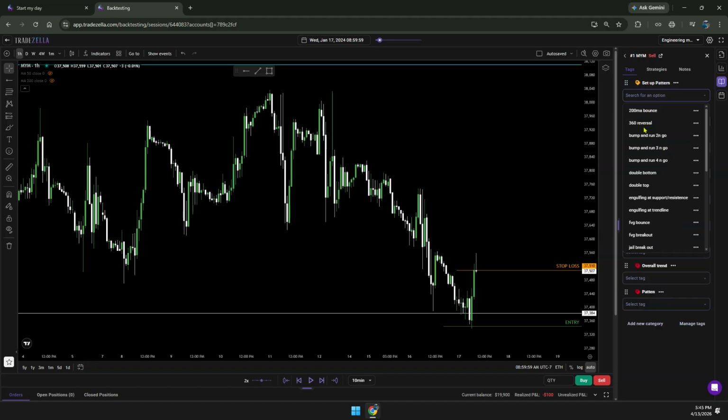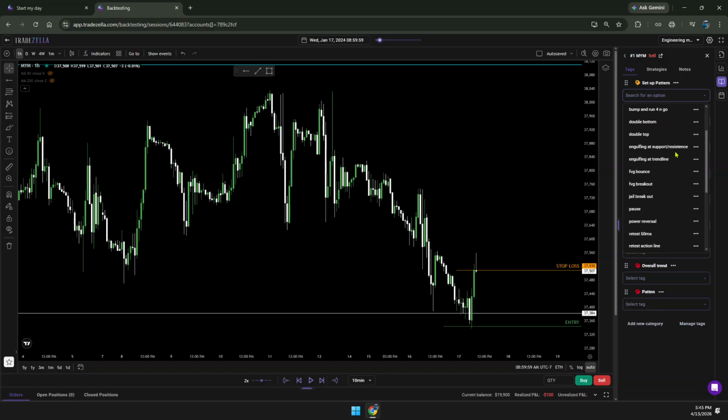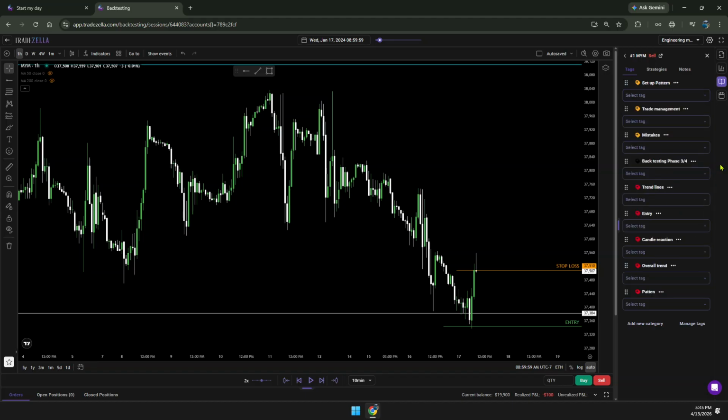A 200 MA bounce. I have a 360 reversal. I have the bump and run. Double bottoms, double tops, engulfing. I'm watching and tracking fair value gaps. I don't really play them, but I'm watching and tracking them. Gel breakouts, basically consolidation breakouts. So these are all my patterns that I'm still tracking to this day. I'm still tracking because I want to know which ones are better.